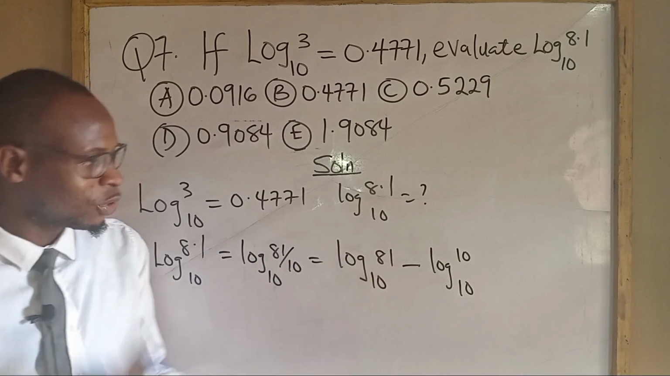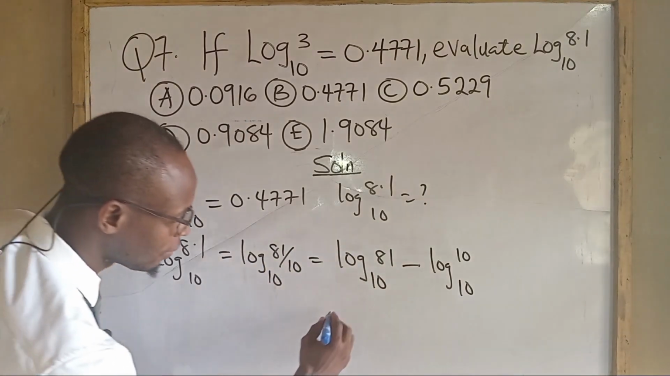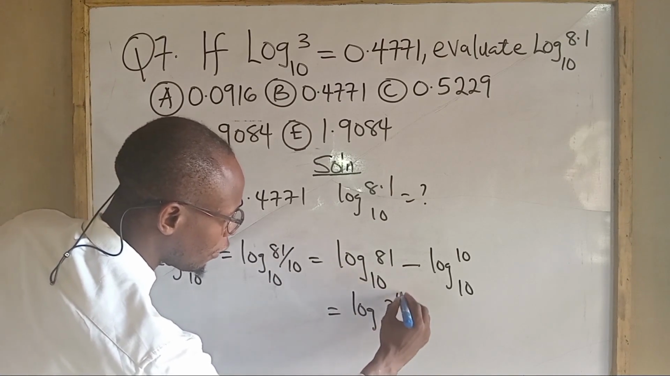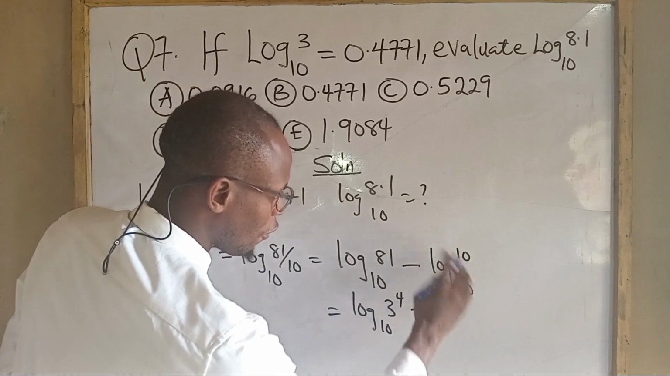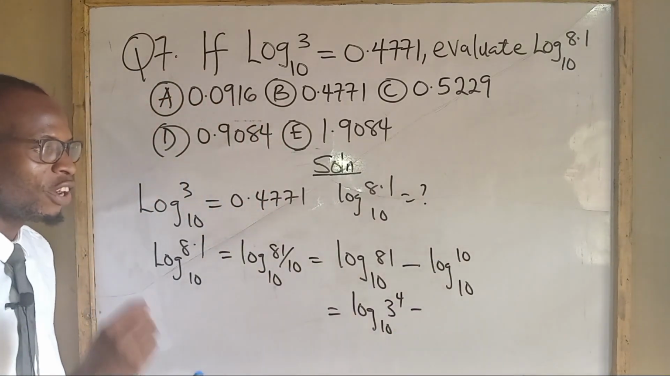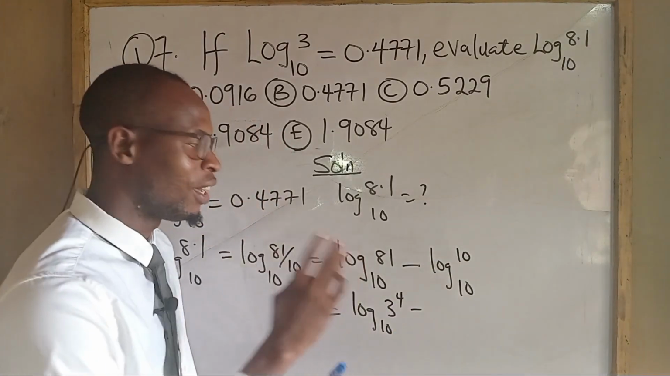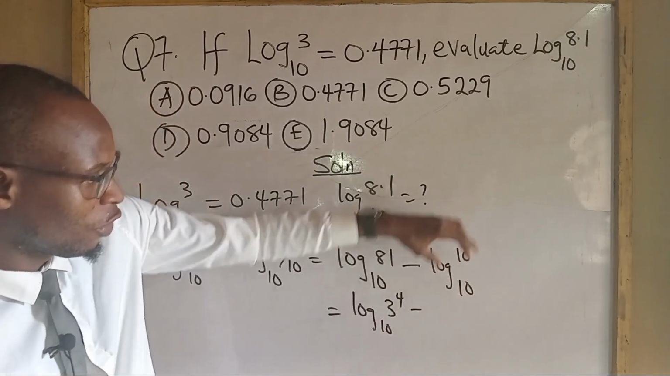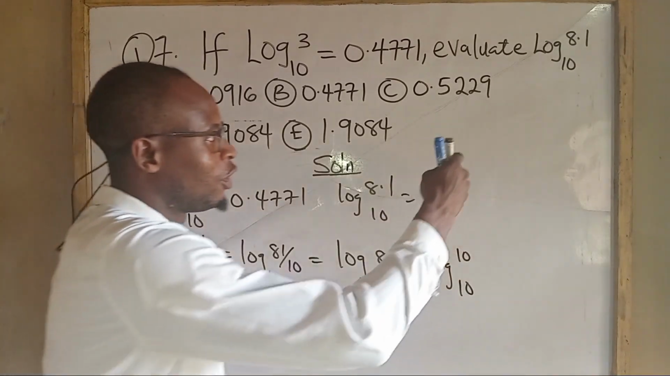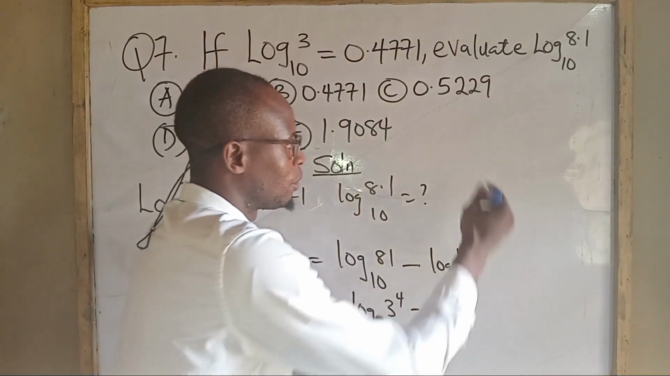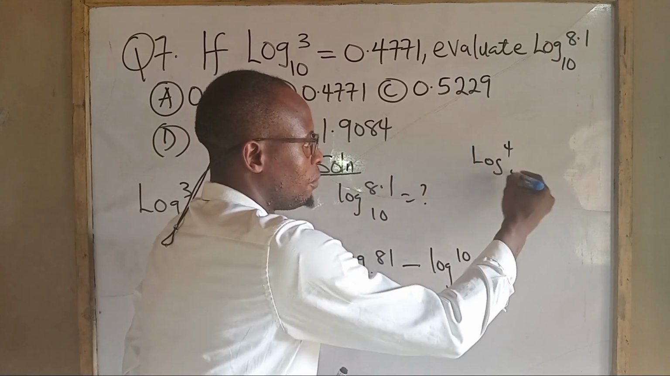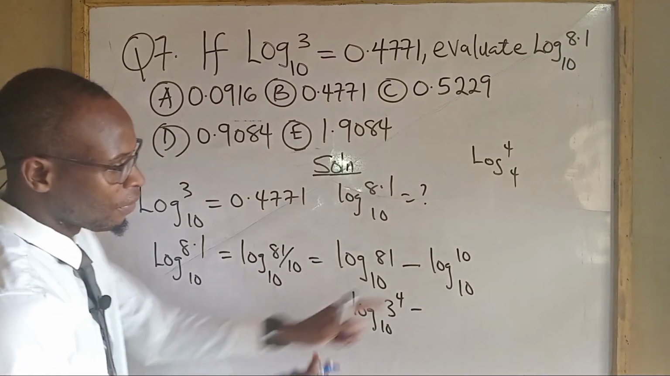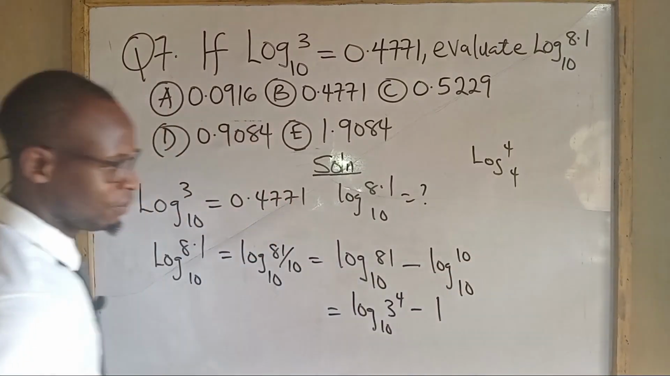So we can convert this back to exponential form by having something like this: log 3 raised to the power 4 minus, now of course in logarithm, whenever you have the base to be the same as the number, the value is 1. So whenever you have log 10 in base 10, that's 1. And similarly, log 4 in base 4 is still 1, as far as you're having the same parameters. So this is equal to minus 1.